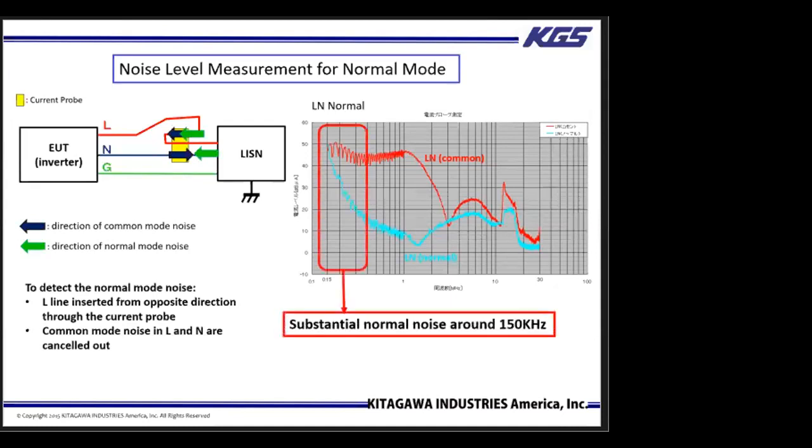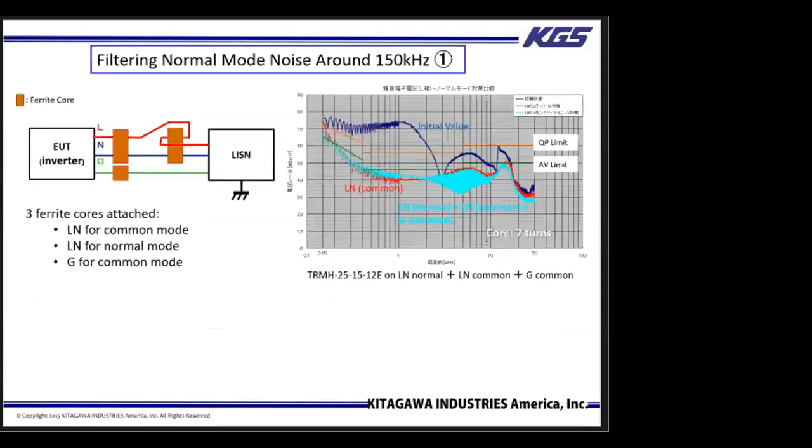Measuring the normal mode noise alone, you will see there is a substantial noise around 150 kilohertz. It is almost equivalent to the level we saw in the common mode noise test. So this is to say, in addition to common mode noise suppression, we also need to suppress the normal mode noise. We attach one of the ferrite cores the same way we used the current probe, as indicated in the previous slide, basically by inserting the L line in opposite directions. With this attachment method, the 150 kilohertz noise dropped below the AV limited line.